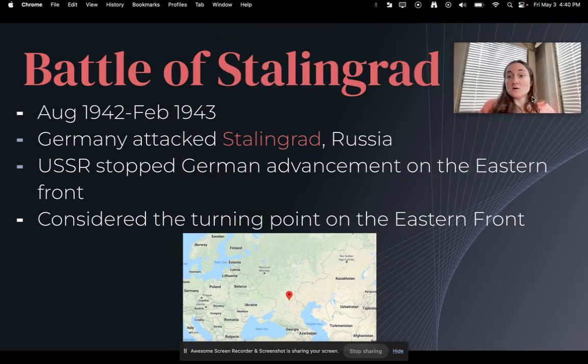All right, so next we're going to talk about the Battle of Stalingrad. So that was August 1942 to February 43. So Germany attacked Stalingrad, Russia, which is right here on the map. So this is a modern day map, so Germany would have been a little bit bigger than this right now. Okay, so this would be like Germany over here and Russia. So it's right over in here. So Russia stopped the German advancement on the Eastern Front, and it was considered the turning point on the Eastern Front, where instead of Germany pushing Russia into Russia territory, now Russia's going to push Germany into German territory.